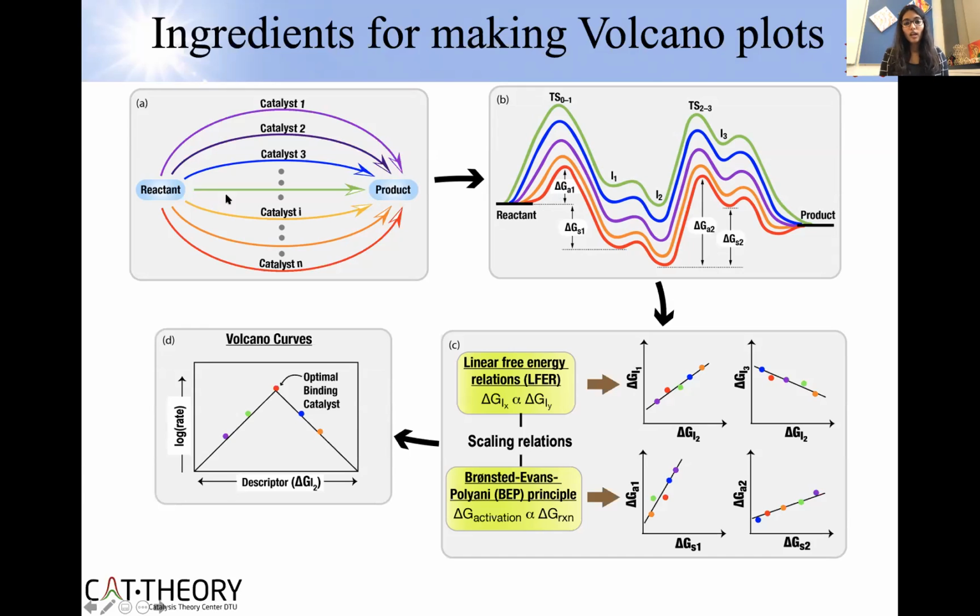The whole idea of scaling relations and volcano plots is that we want to be able to predict the performance of a catalyst in terms of one descriptor. For example, in this case, the energy of the intermediate I2 is my descriptor. And as you can see, now I will be able to say that, hey, the red catalyst is the best catalyst just based on the descriptor energy of I2.